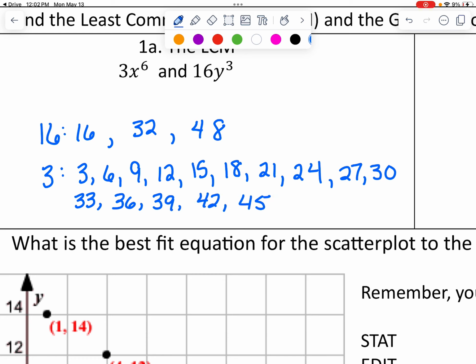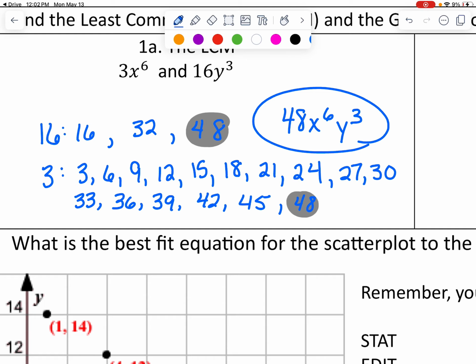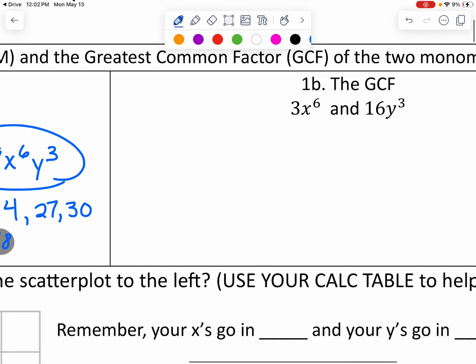We're almost there. There it is. So the least common multiple is 48. So that's the first number that 3 and 16 both go into. And let's see, we take x with the biggest exponent and y with the biggest exponent. So x to the 6th, y to the 3rd.